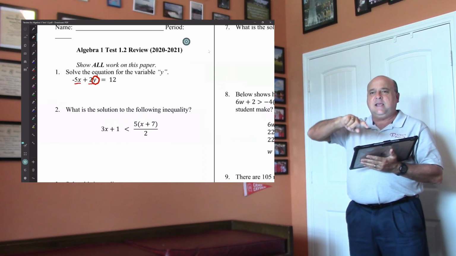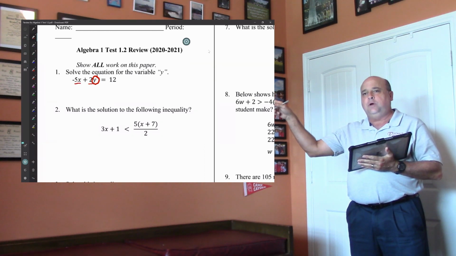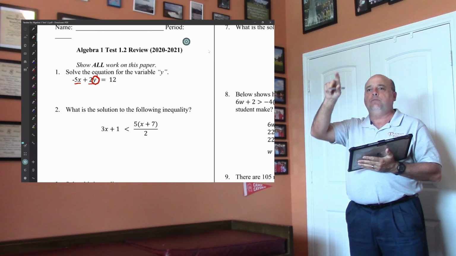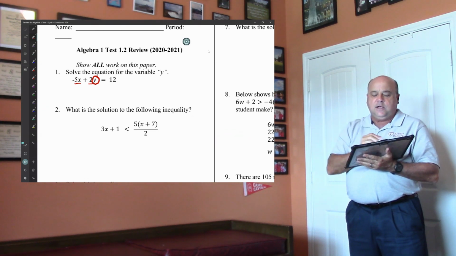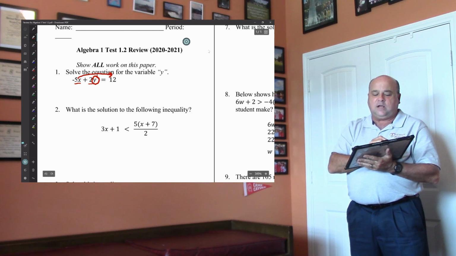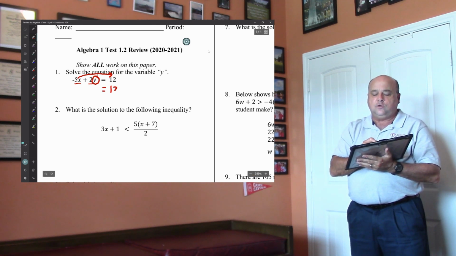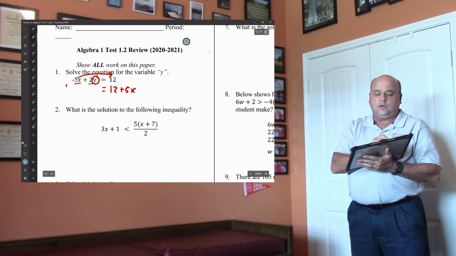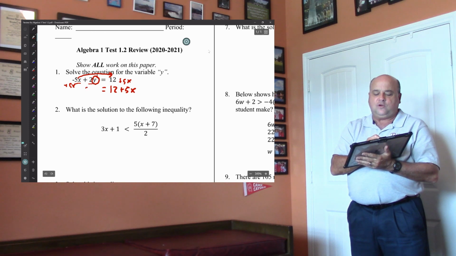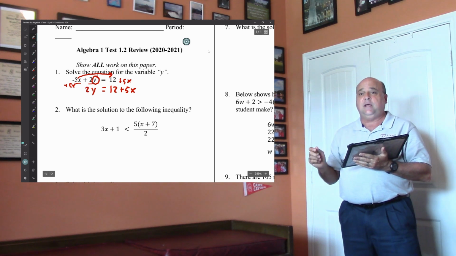The 5x is being added, so we're going to do the opposite and put it across, and then the 2 is getting multiplied, so we're going to divide it. So the 5x is going to get moved across, and it's negative now. When we move it across, it will turn into a positive, won't it? So we would add 5x to both sides, wouldn't we? And then we would have 2y equals 12 plus 5x.